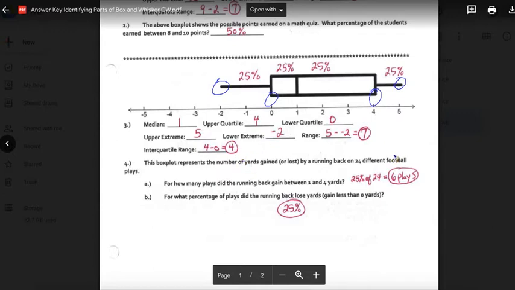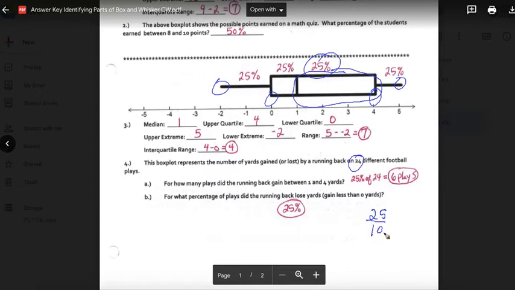And then for how many plays did the running backs gain between 1 and 4 yards? Okay, so right here. So this is 25% of the data, right? And we know that there's 24 different football plays, so I had to figure out what 25% of 24 is, which is 6 plays. One of the ways I could do that is change this to a decimal and multiply by 24. Or I could have set up a proportion.